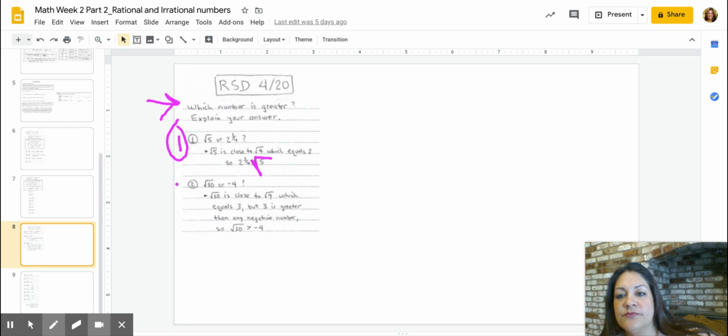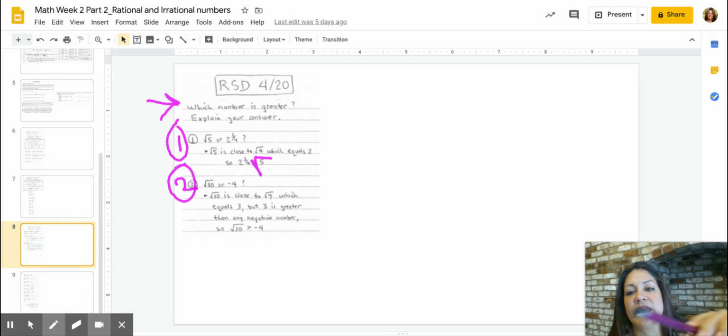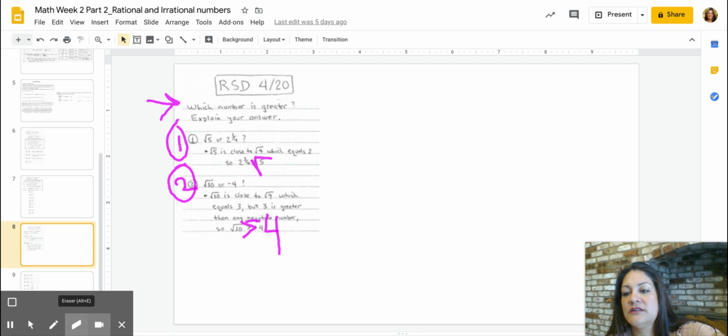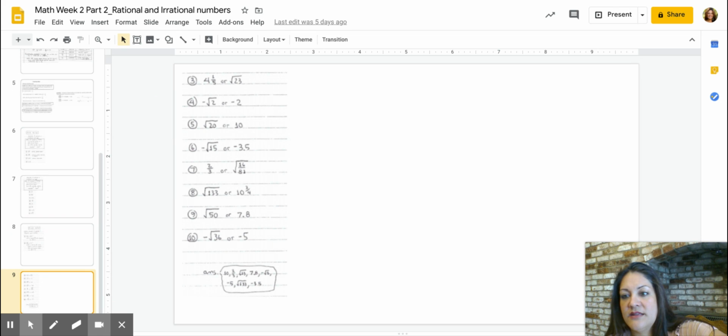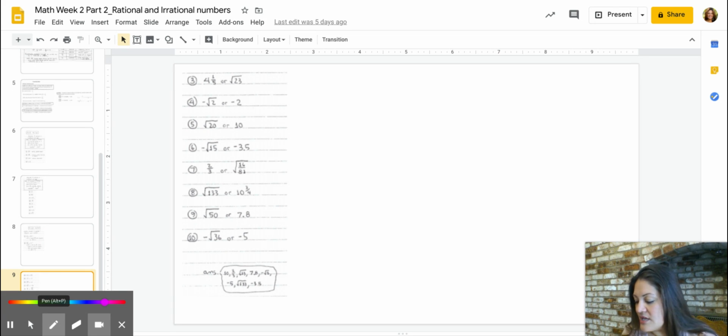Okay, number 2, which is greater, square root of 10 or negative 4? So square root of 10 is close to square root of 9, which equals 3. And of course, it's greater than any negative number, which we have this negative 4. So square root of 10 is greater than negative 4. Okay, so pretty easy explanations. Let's look to see what we have for our others. Here we go. Okay, so here we have number 3.